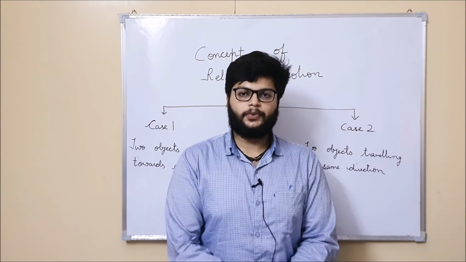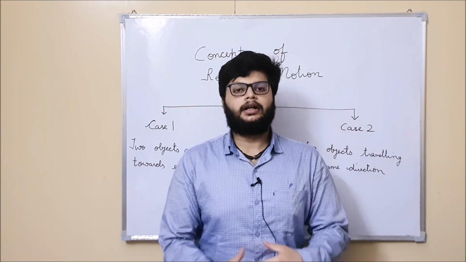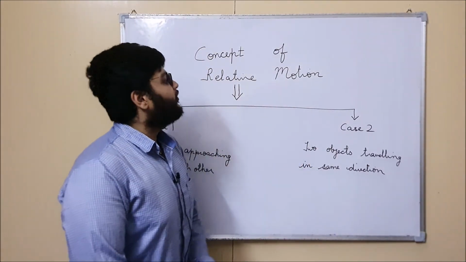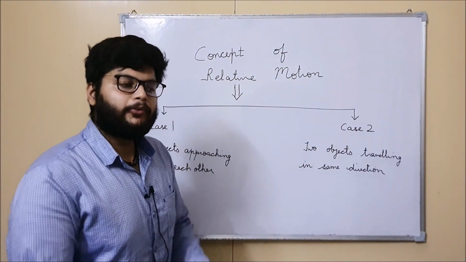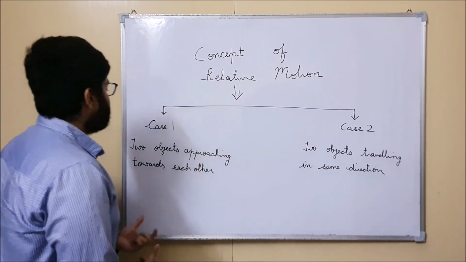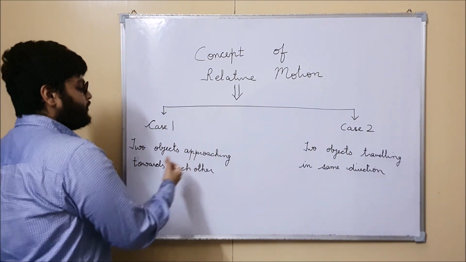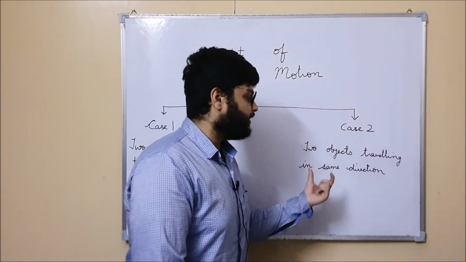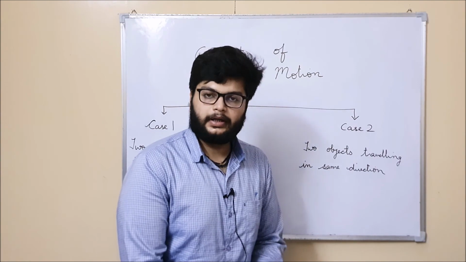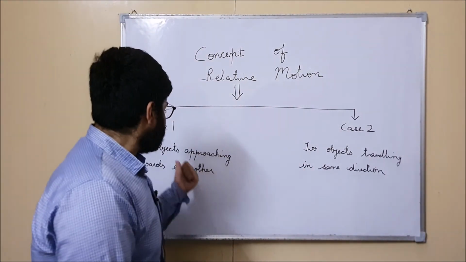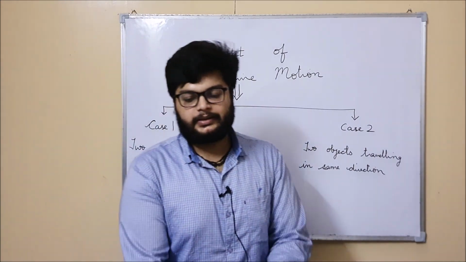So this completes both the cases of free falling object. Now I am going to start a new topic, that is the concept of relative motion, and I am going to discuss this concept in two different cases. Case one will be when two objects are approaching towards each other, and case two will be when two objects are traveling in the same direction. In the next video I am going to discuss case one, two objects approaching towards each other.